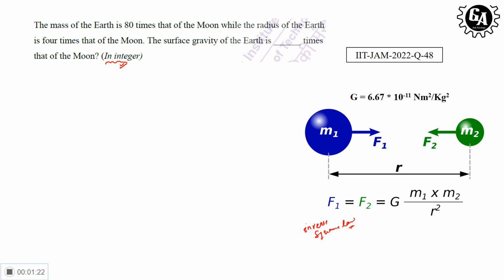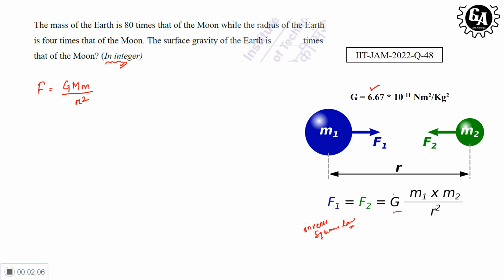This law is derived from the law of gravity. G is your universal gravitational constant. The value is 6.67 into 10 to the power minus 11 Newton meter square per kg square. m1 and m2 are the two masses, and r is the distance between them. This r is the center to center distance. So the force between these two masses separated by a distance of r is F is equal to G m1 m2 by r square.